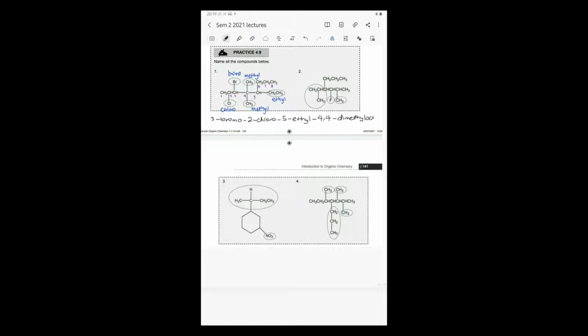Name, it will be octane. So no space between dimethyl and octane. So the name is 3-bromo, 2-chloro, 5-ethyl, 4-dimethyl octane. Okay, when after a number there are words, we put a dash. If after a number is a number, we put a comma. And there will be no space between the name of the substituent and the parent. So that's the answer for number 1.